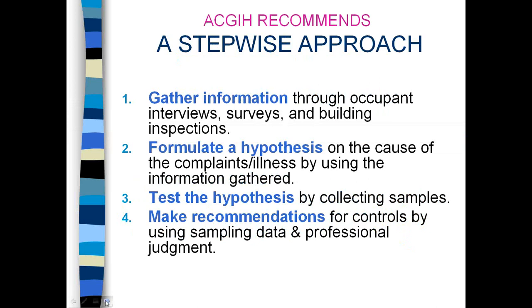ACGIH recommends a stepwise approach with these 4 critical steps. Step 1, gather information, do interviews, surveys, inspections. Then formulate a hypothesis. What do you think is causing the problem? Then collect air samples for the express purpose of testing your hypothesis. And finally, make recommendations for controls.